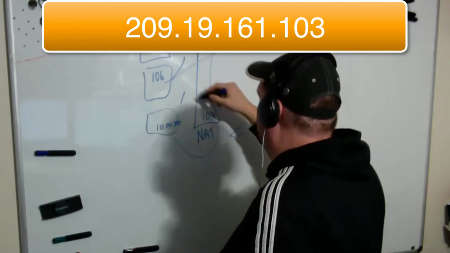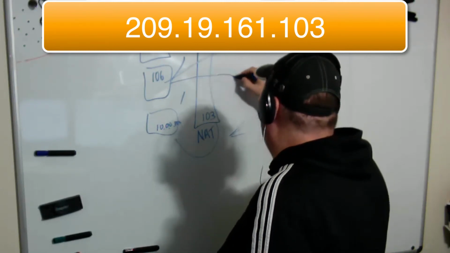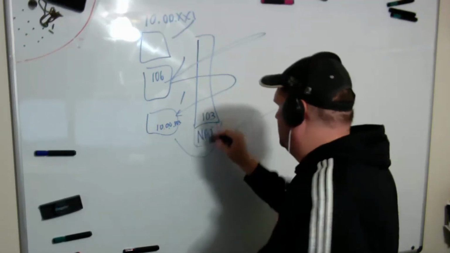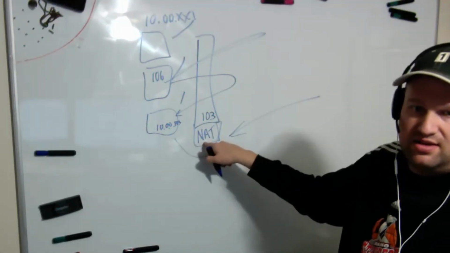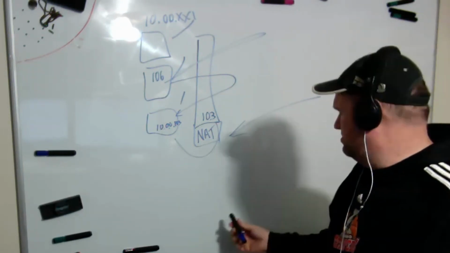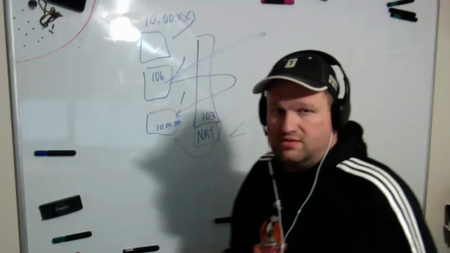209 dot whatever down to 103. It doesn't come out and then come back in to get there. It doesn't get to pass through this NAT. So why not? That's the problem.